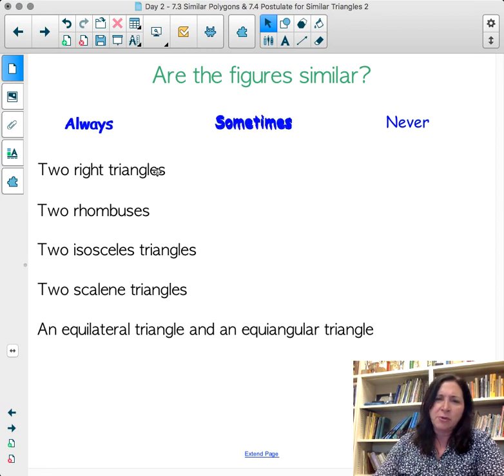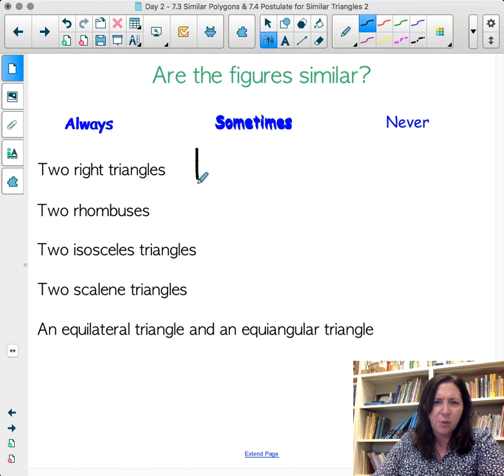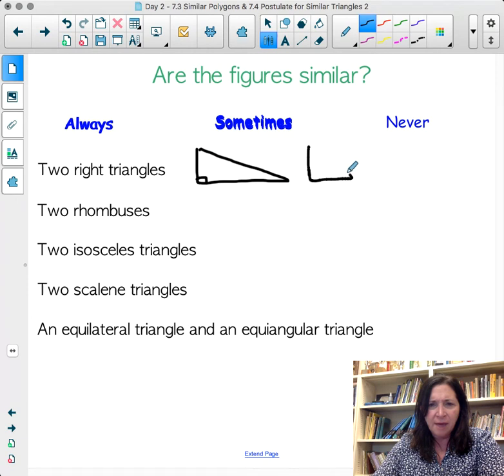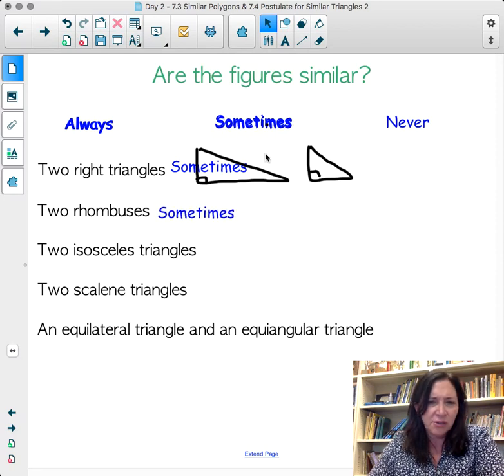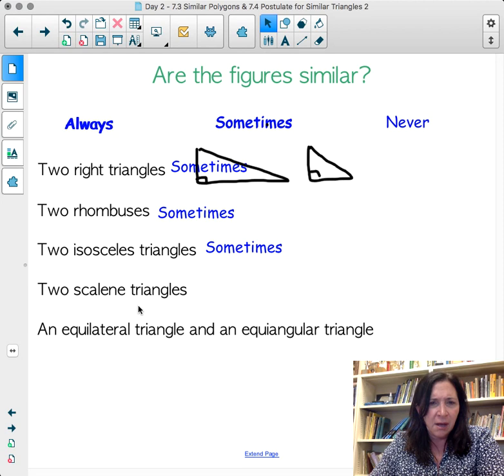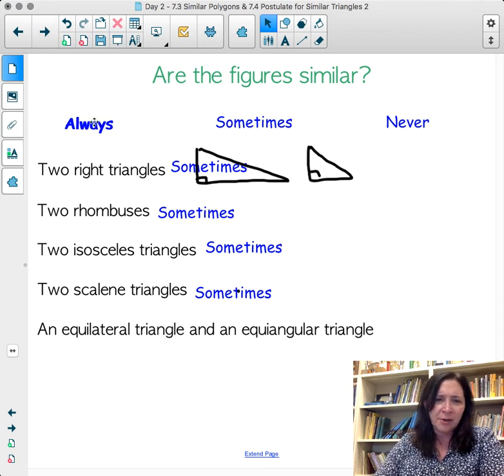And then I have more. What about 2 right triangles? Well, that's sometimes, because of course you could have a really long right triangle like this, and then you could have maybe, I don't know, an isosceles right triangle. So that would be definitely sometimes. 2 rhombuses, that'll be sometimes. 2 isosceles triangles, sometimes. Scalene, sometimes. But an equilateral triangle and another equilateral, they have the same values.